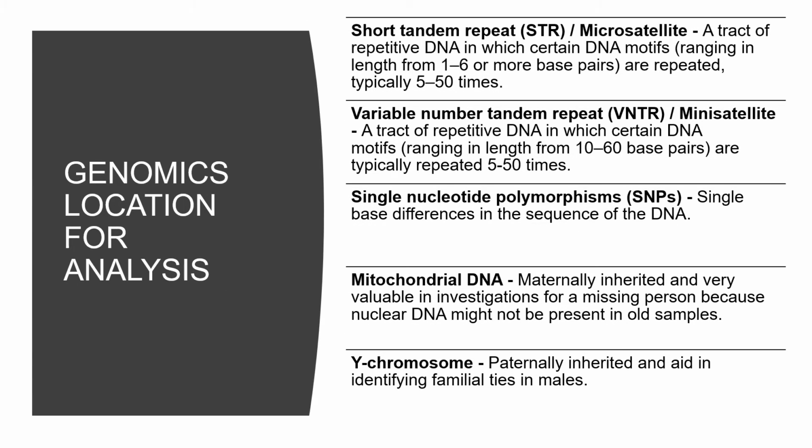Examples of genomic locations used for DNA analysis. Short tandem repeat, or microsatellite, is a tract of repetitive DNA in which certain DNA motifs, ranging in length from 1 to 6 or more base pairs, are repeated, typically 5 to 50 times. Variable number tandem repeat, or minisatellite, is a tract of repetitive DNA in which certain DNA motifs, ranging in length from 10 to 60 base pairs, are typically repeated 5 to 50 times. Single nucleotide polymorphisms are single base differences in the sequence of a DNA.